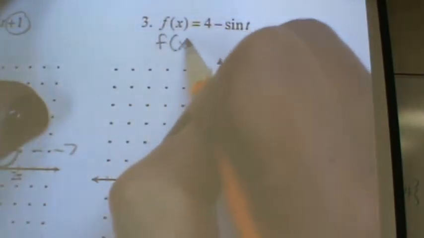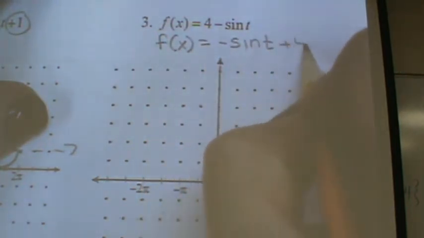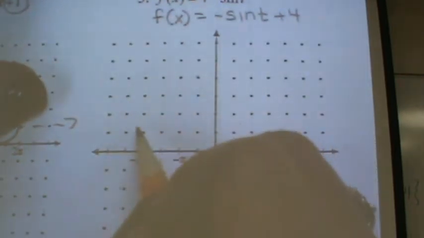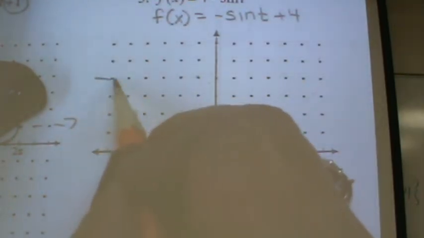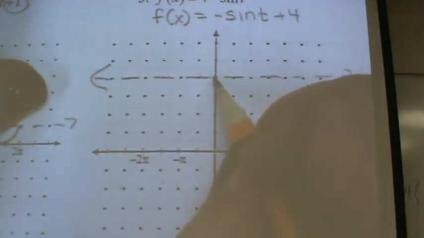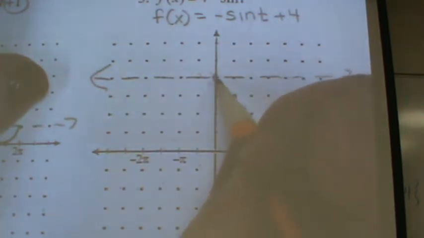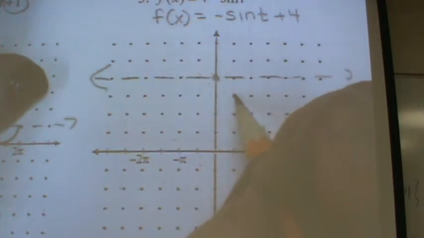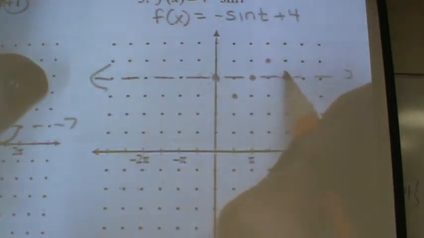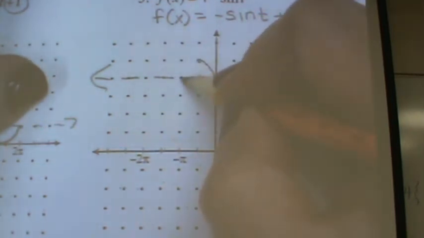Next one, number 3. Number 3 is written mixed up. So if you fix it, you'll see that you have a shift 4 units up. So 1, 2, 3, here's your new x-axis right here. And normally the sine graph starts on and it goes above, but because it's a negative, it's a reflection. So it starts on, below, on, above, on, like that. And go the other way.